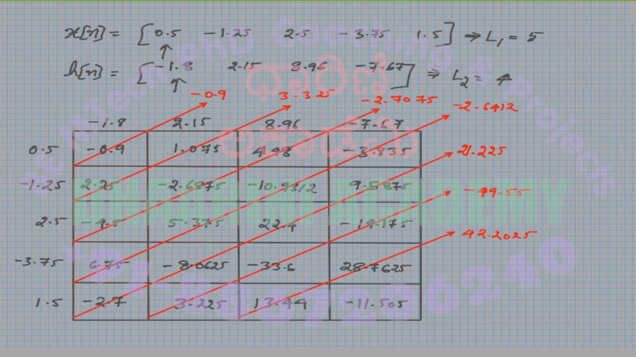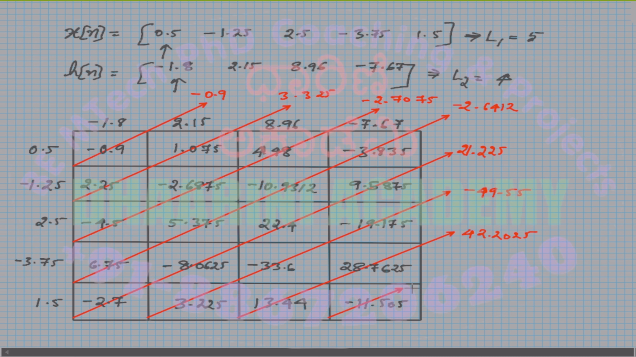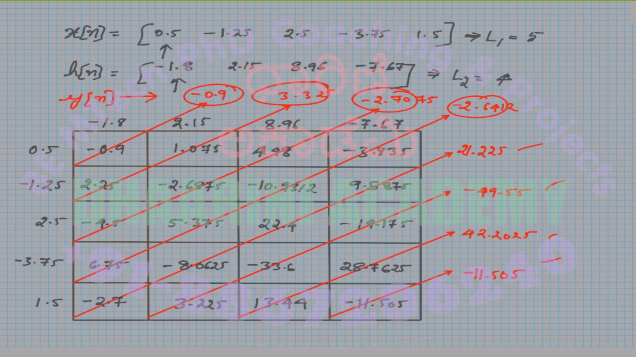42.2025. All right, and the last one is minus 11.505. Okay. So this is minus 11.505. So y of n actually begins from here. So it's in this way. So this is the first entry, then the second, third, fourth, fifth, sixth, seventh, eighth. Now I'm getting, starting from zero, right? One, two, three, starting from zero till seven, correct? So y of zero to y of seven.